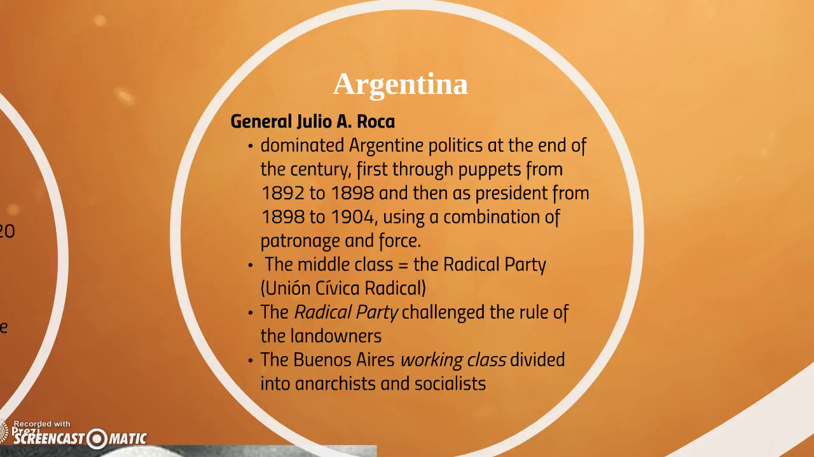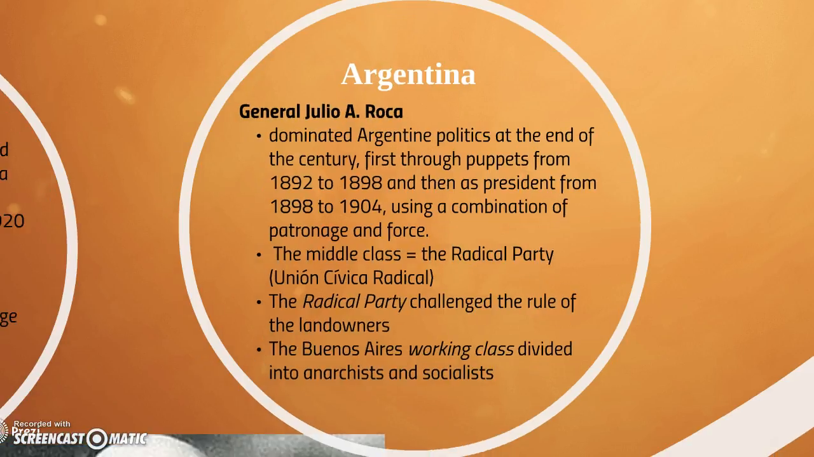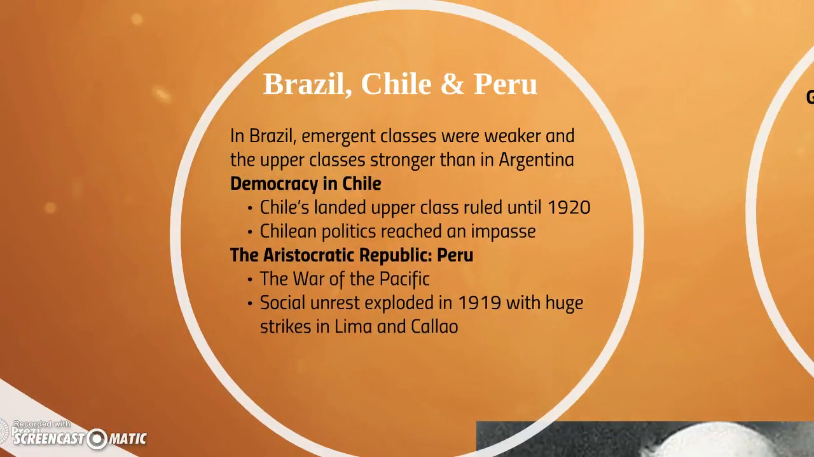The Radical Party challenged the rule of the landowners, the old oligarchic and aristocratic landowners. The Buenos Aires working class was divided between anarchists and socialists. This is a picture of General Julio Roca of Argentina. Kind of intense. In Brazil, the emergent working classes were weaker and the upper classes were stronger than in Argentina.